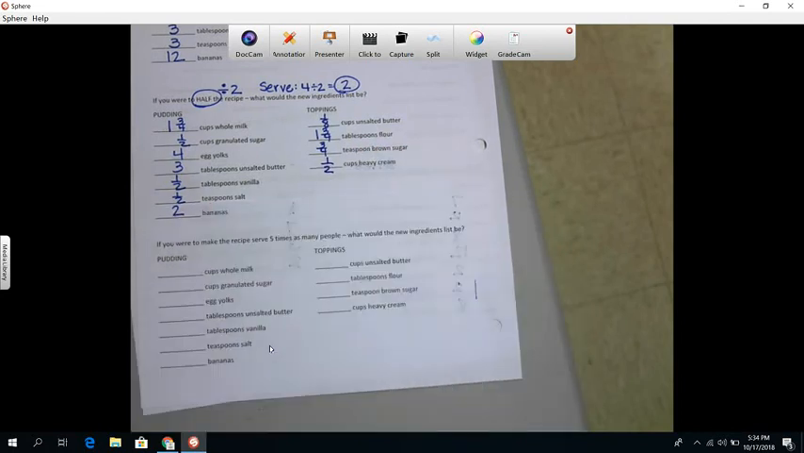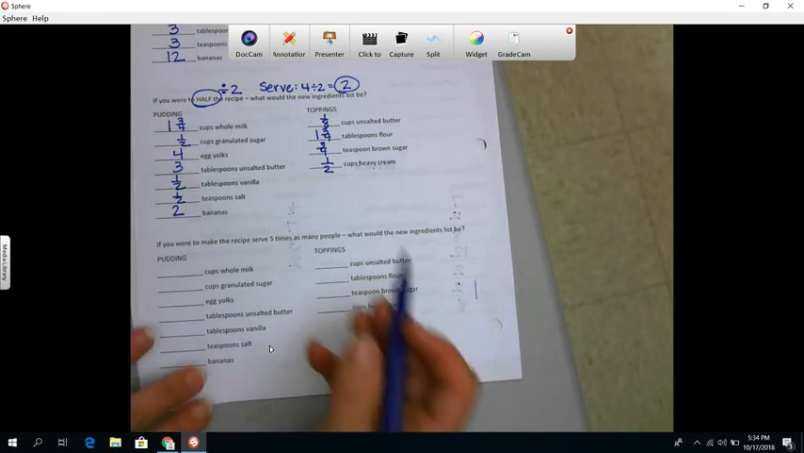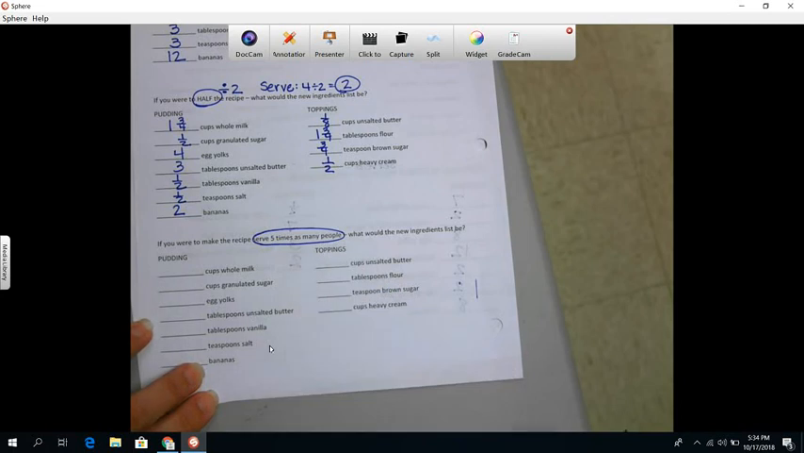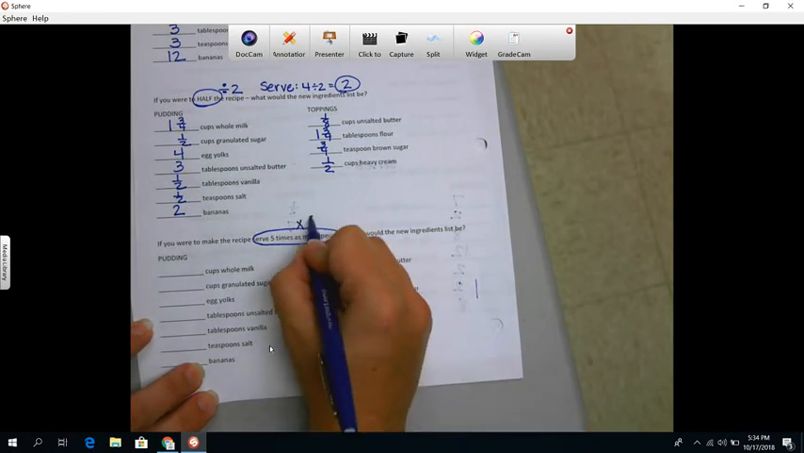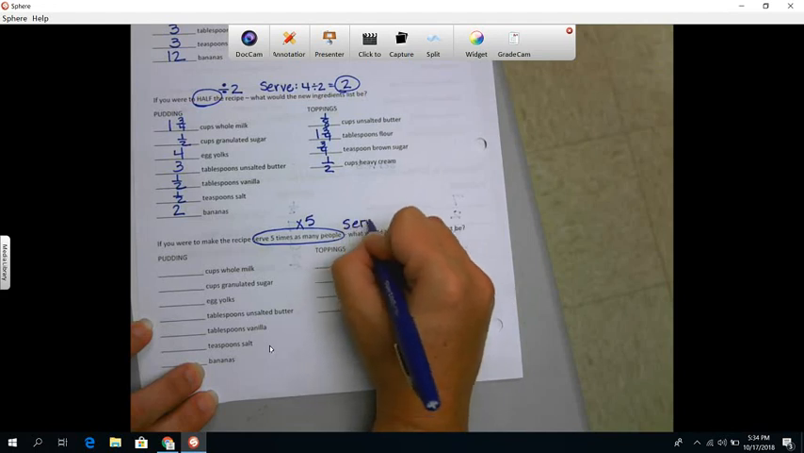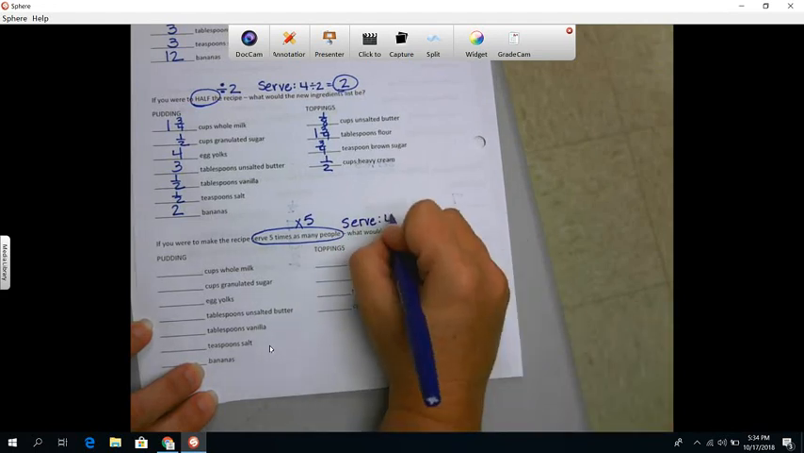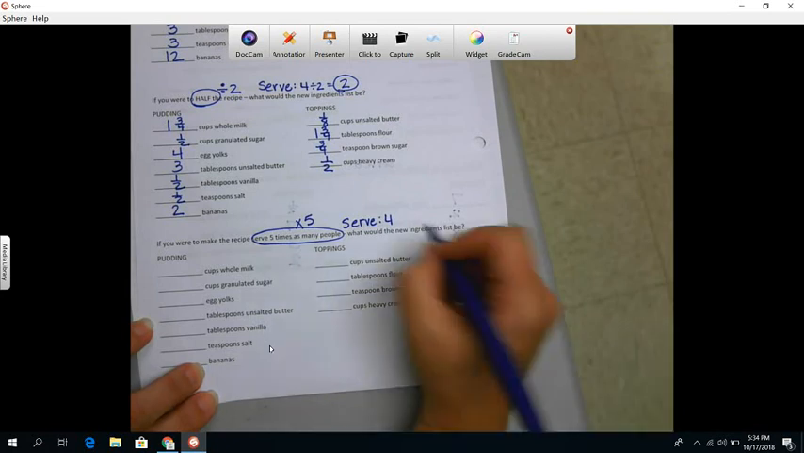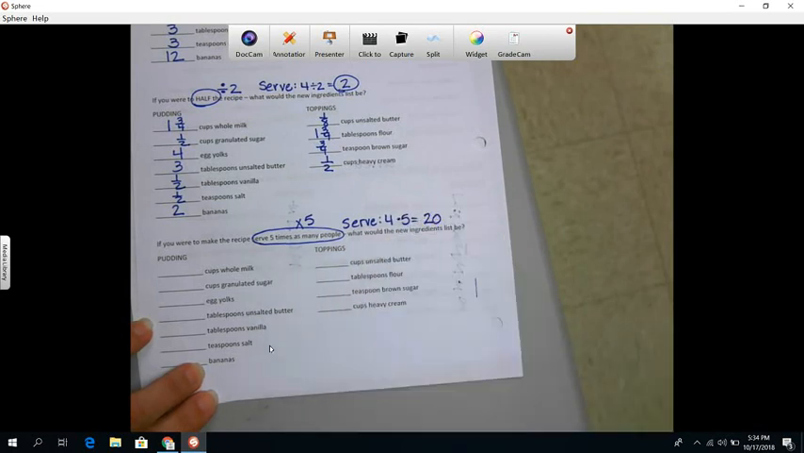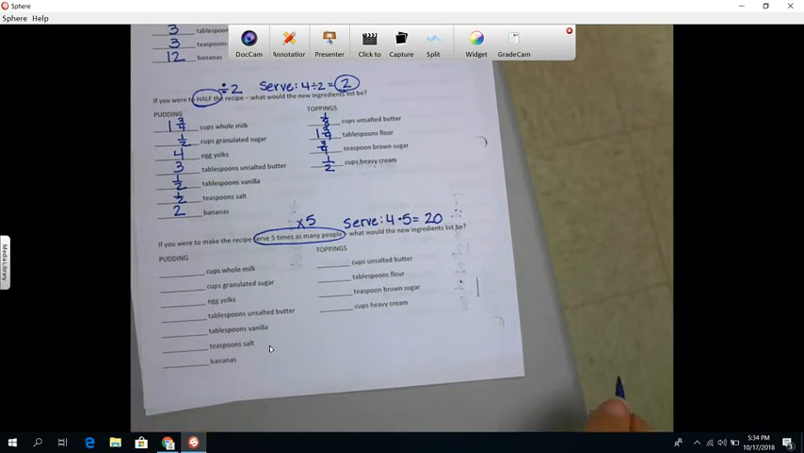All right, friends, so now let's think about this last one. If you were to make a recipe that served 5 times as many people, this is going to be times 5. So we're going to serve now 4 people to start our original recipe times 5. I'm now going to serve 20 people. Okay? Now, so what I need to do here is now multiply all of this by 5.